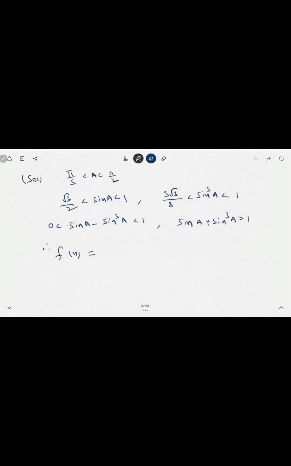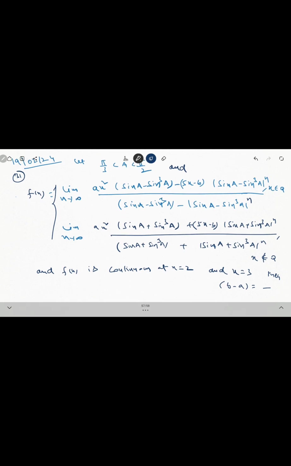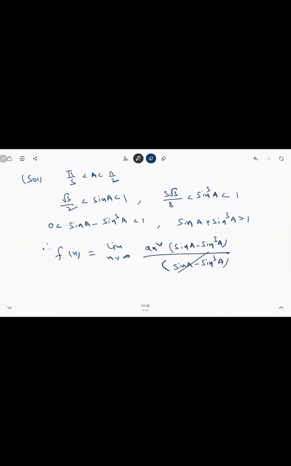So we are getting limit n tends to infinity of ax square times sin a minus sin cube a, by sin a minus sin cube a. The second part is 0, no need to write that one, the power n. Now go for cancellation, apply the limit, and we are getting ax square only.